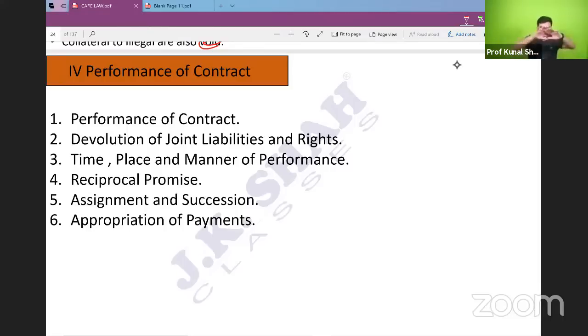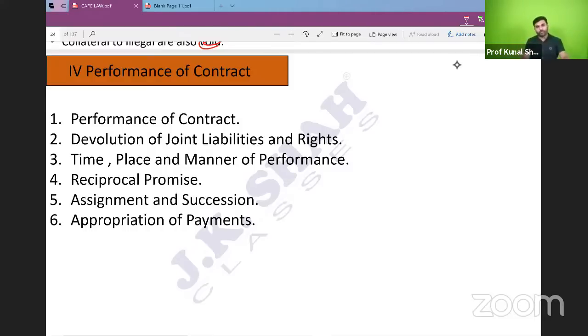See, the entire Indian Contract Act was designed into 5 parts. Number 1, what is contract? Number 2, types of contract. Number 3, how to form a contract. 3 parts are already done. Let us go on to the 4th part, how to perform a contract.